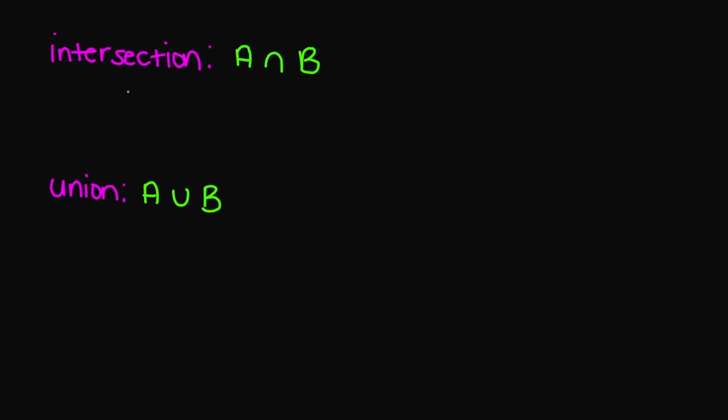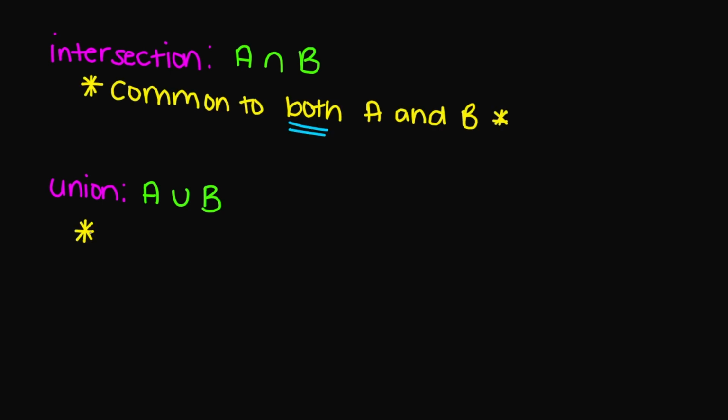If you want to define intersection, intersection is a set of all elements or numbers that are common to both A and B. And union is a set of all elements or numbers belonging to A and or B. And that's something to remember, is that it belongs to A and or B.